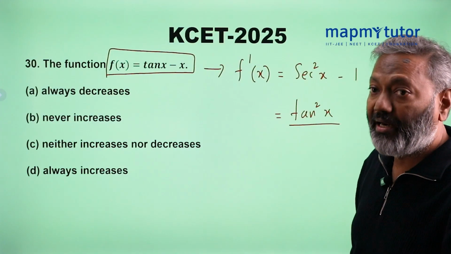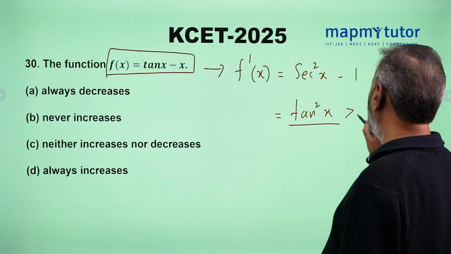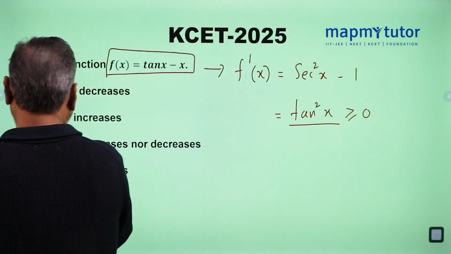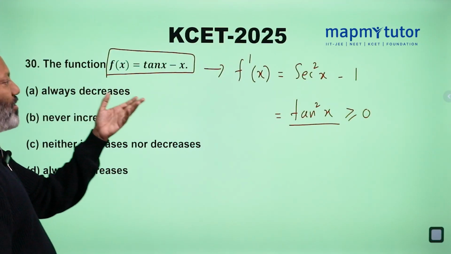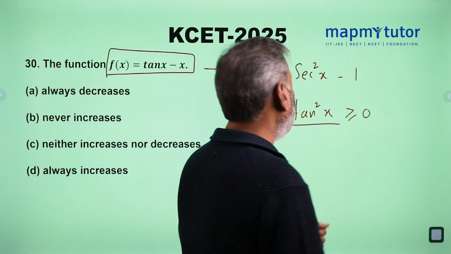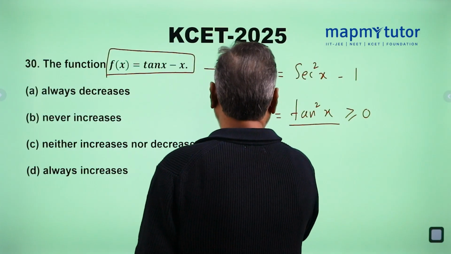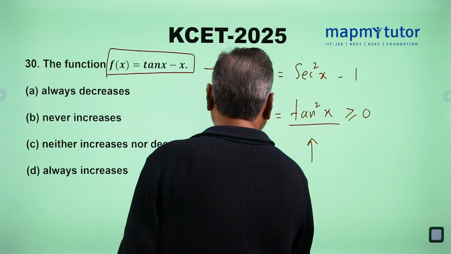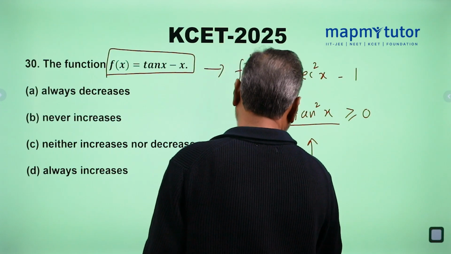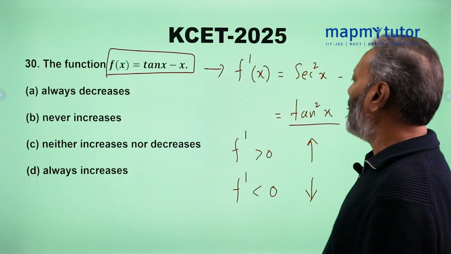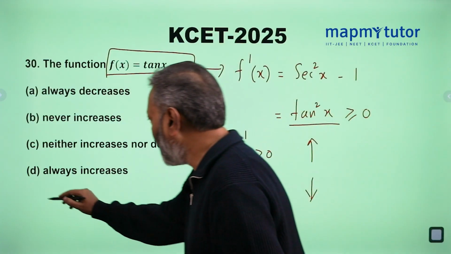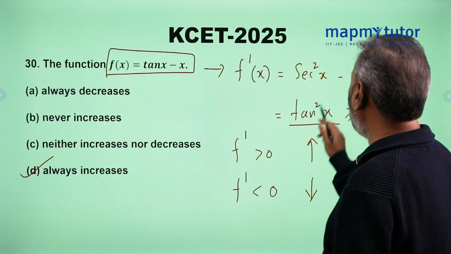See, the derivative is a perfect square. A perfect square can never be negative. Either it should be positive or 0. Can you just select the option now? Always decreases, wrong, because it cannot be negative. Whenever f dash is positive, the function is increasing. Whenever f dash is less than 0, that is negative, the function decreases. Which option can I select? Always increases, because it can never be negative.